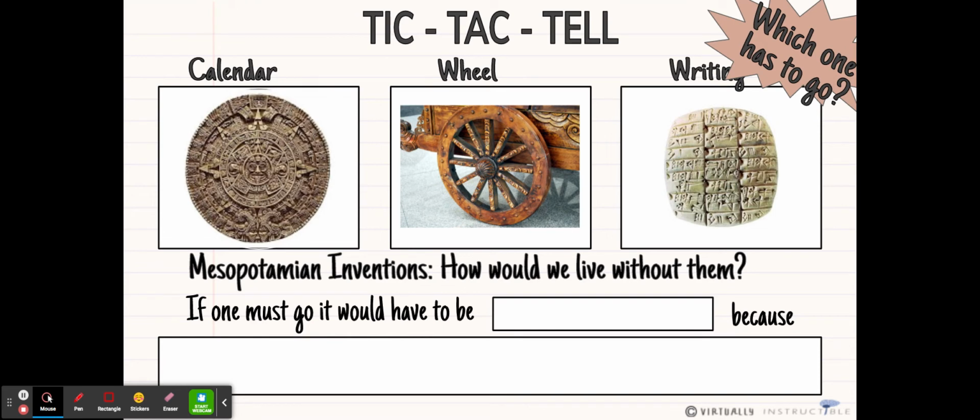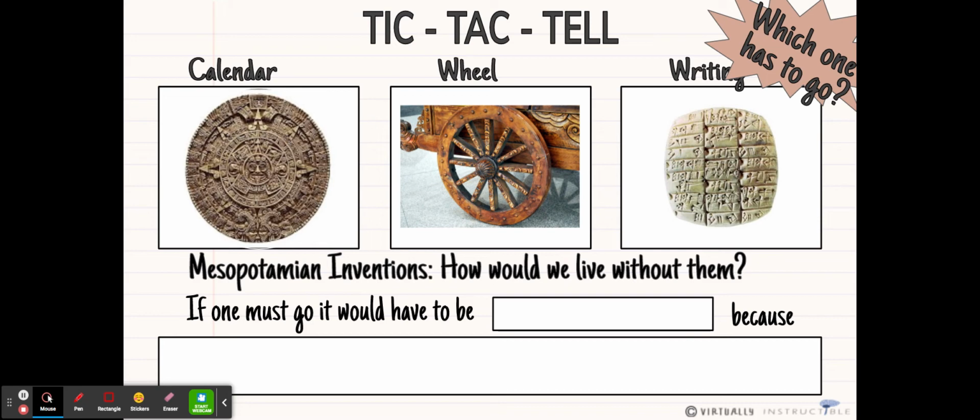Here is an example of doing that same thing, but leveling it up and making it academic. Still, one of them has to go. Their tic-tac-tell board would have been filled in with Mesopotamian inventions. And this is also from history class. So the three winning words were put here. And instead of writing a paragraph, so we're still leveling up, but academic now, but still a little bit easier. Calendar, wheel, writing. That was their three terms.